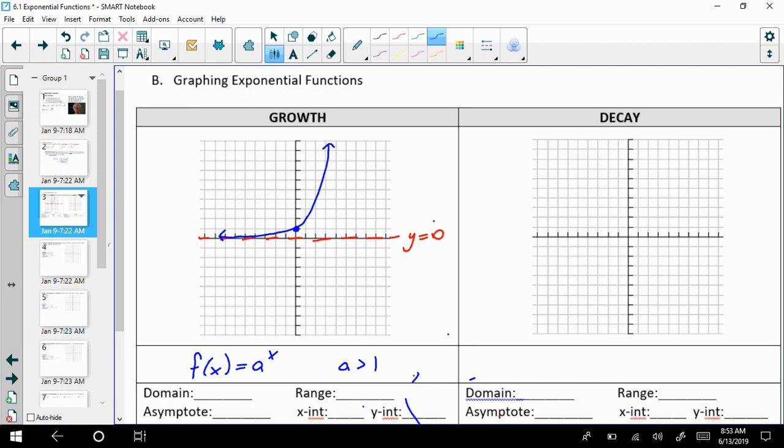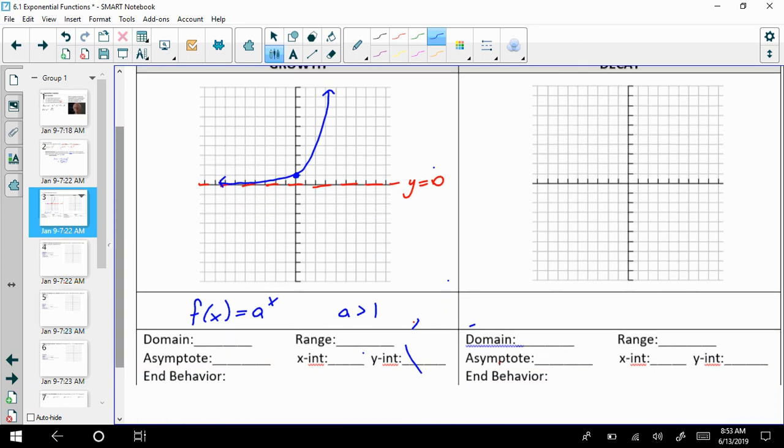An example of exponential growth, think of people getting sick. Maybe on day 1, 2 people are sick. And then on day 2, 4 people are sick. And then on day 3, 8 people are sick. And then 16 people are sick. And then 32 people are sick. It just keeps getting bigger and bigger and bigger.